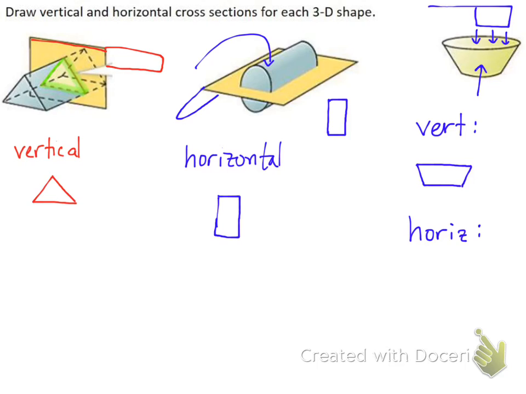And then if I want to do a horizontal cross-section, what I'm going to do is I'm going to take my knife, and I'm going to cut it horizontally. And so I'm going to slice it across like that, and then I'm going to look at it from the top down. Again, it's going to look like the plane, or the face of the object, that is parallel to. So if I slice it horizontally, I'm going to look at it from the top, and it's going to look like a circle.